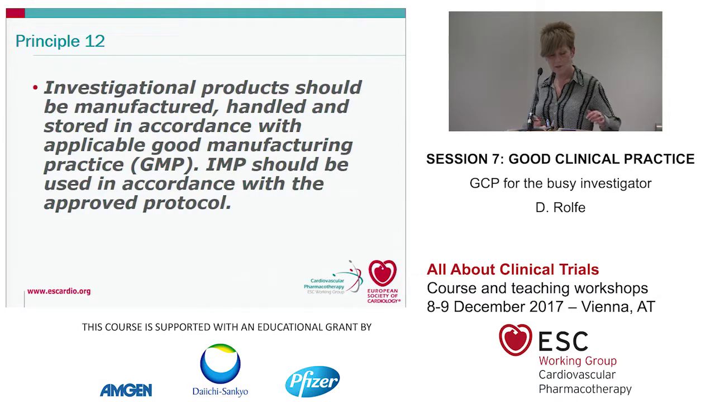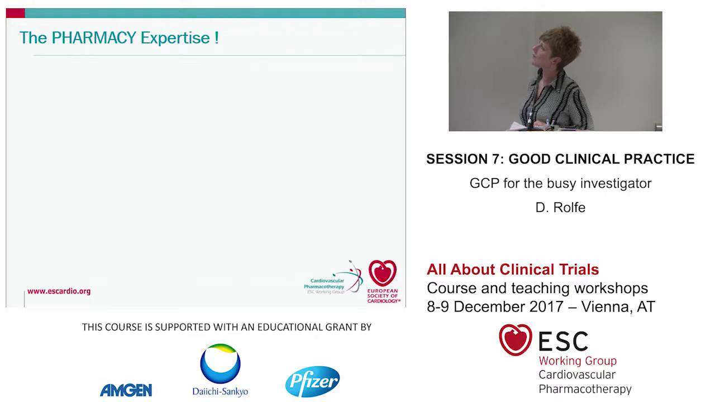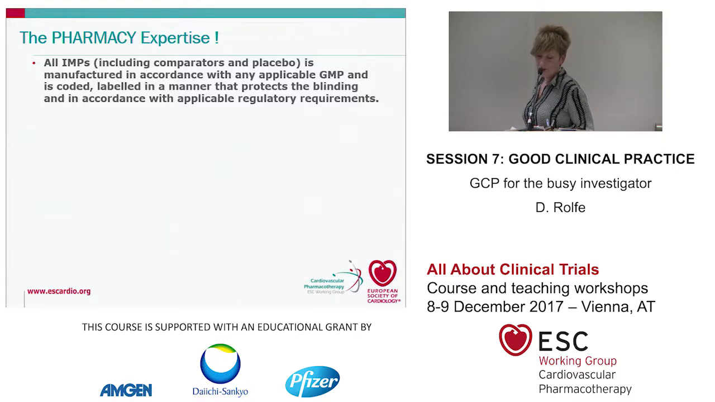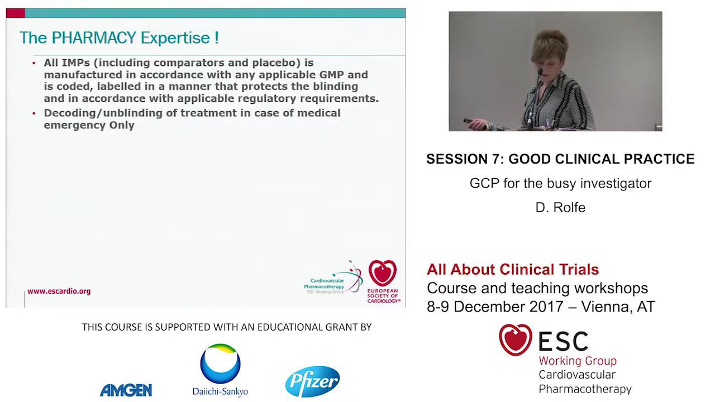So we're getting to the end of the principles. So principle 12, drugs should be manufactured, handled and stored in accordance with applicable good manufacturing practice, and the drug should be used in accordance with the approved protocol. So you do need your pharmacy expertise. All drugs, including the comparator and placebo, should be manufactured in accordance with any applicable GMP, should be coded, labelled in a manner that protects the blinding and in accordance with the applicable regulatory requirements. Decoding, unblinding of treatment in case of medical emergency only, so you can use your pharmacy to do that.